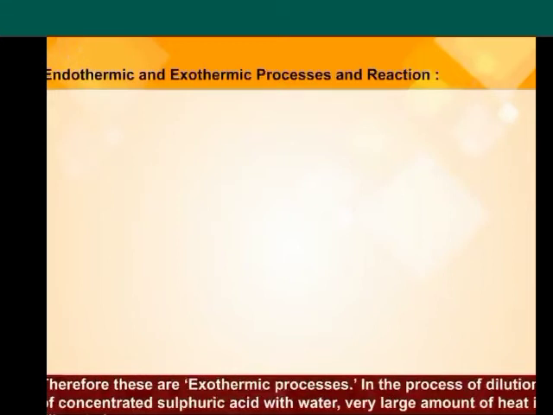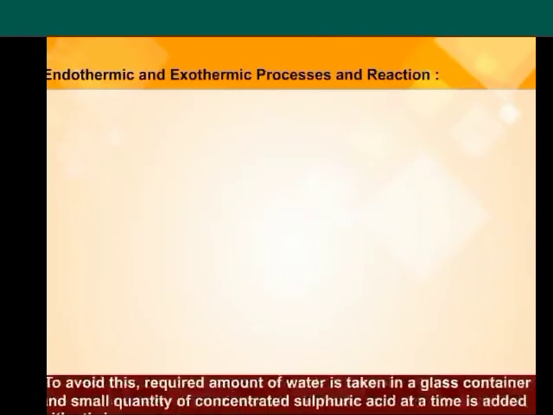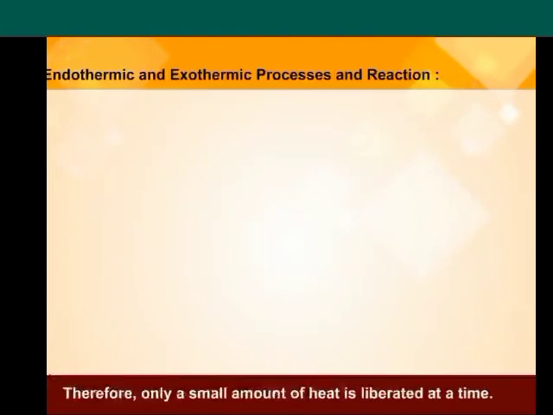In the process of dilution of concentrated sulfuric acid with water, a very large amount of heat is liberated. As a result, water gets evaporated instantaneously if it is poured into the concentrated sulfuric acid, which may cause an accident. To avoid this, the required amount of water is taken in a glass container and a small quantity of concentrated sulfuric acid at a time is added with stirring. Therefore, only a small amount of heat is liberated at a time.